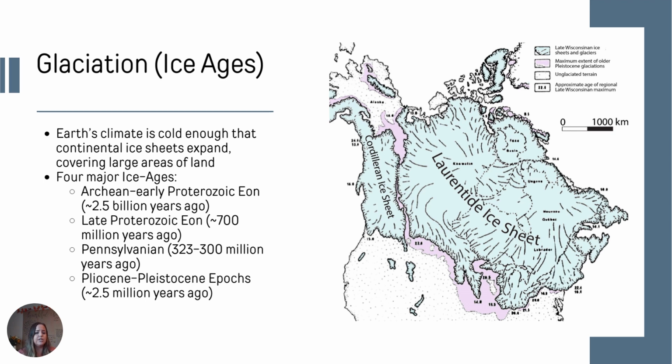All right, let's look at glaciation on Earth. So Earth has had 4 major ice ages. It's not to say that there hasn't been glaciation or little ice ages throughout time. These are just the 4 major ice ages. We have 2.5 billion years ago, 700 million years ago, around 300 million years ago, and 2.5 million years ago. So 2.5 million years ago was the last glacial maximum for Earth. And since then, we have been in a warming period.